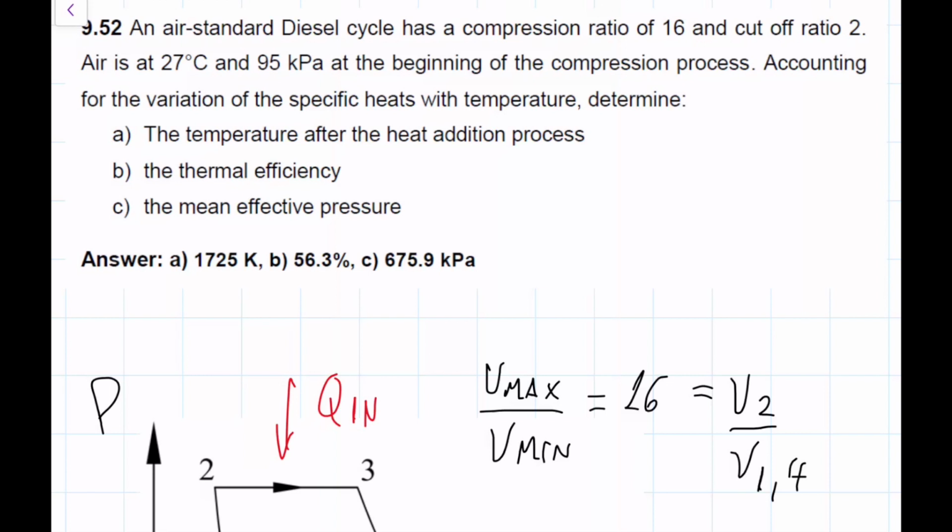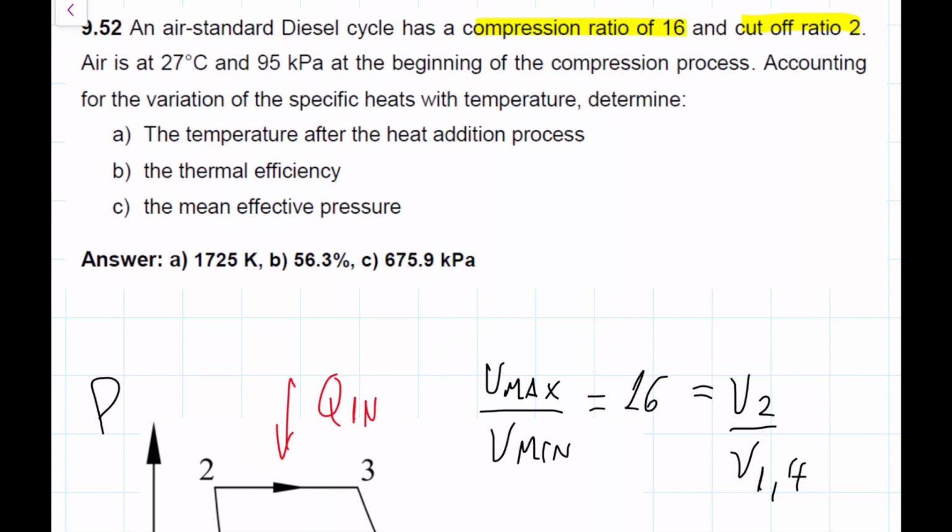All right, so let's have a look at problem 9.52 from week 9, which has a diesel cycle with a compression ratio of 16 and a cutoff ratio of 2. Just to remind you, the compression ratio is the ratio of the maximum volume of my cycle over the minimum one, and the cutoff ratio is the ratio between the state after my combustion process and before my combustion process, right? So right after the heat addition process.